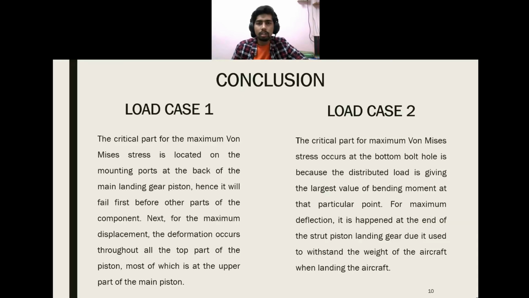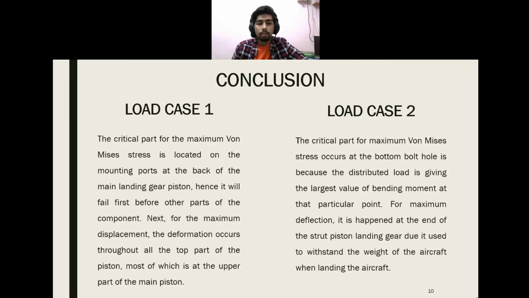As a conclusion, the objective of the analysis is achieved. The objective is to observe the most critical part of the component after the load is applied. For load case 1, the critical part for the von Mises stress is located on the mounting port at the back of the main landing gear piston. Hence, it will fail first before other parts of the component.